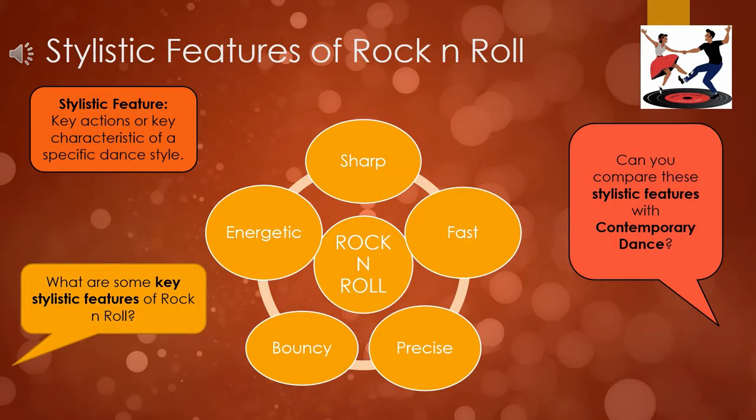So stylistic features mean the key actions or key characteristics of a specific dance style. Some of the key features that you might have written down are sharp, fast, precise, bouncy, energetic. Have a think about what others you have got.